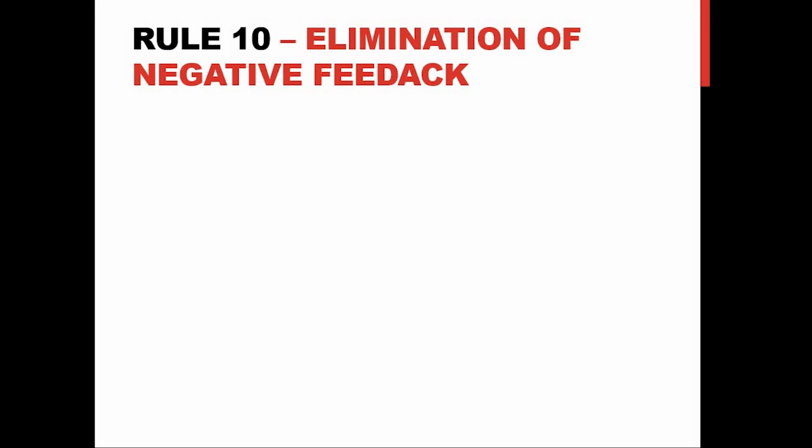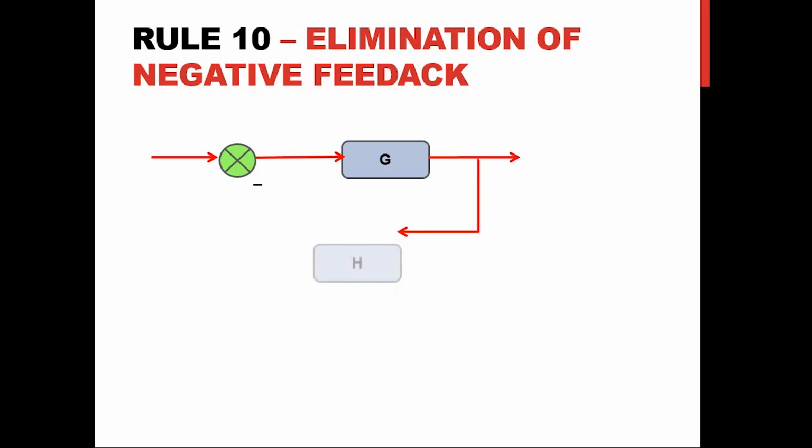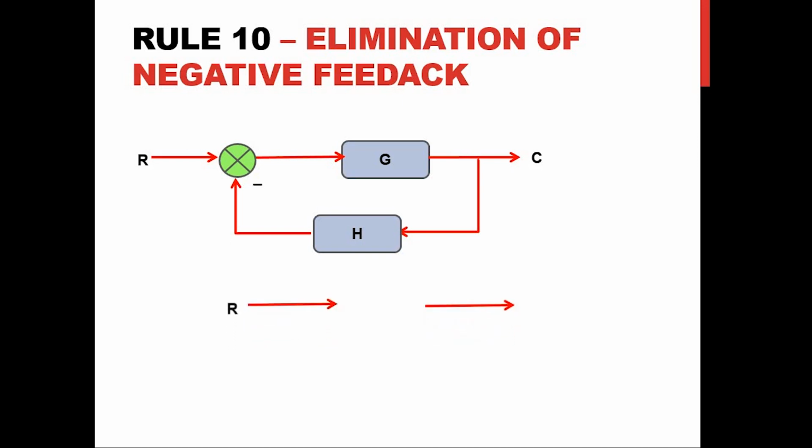Rule number 10, the most important rule, elimination of negative feedback. So here we have blocks. We have a summing point for which we are going to have a negative feedback. Your feedback fraction is H. The input we give is R. The output we get is C. So now we are going to replace these two blocks and the summing point with a single block whose input is R and whose output is C. So the value of the block that we are going to add is G by 1 plus G into H. This is the most important rule that we'll be using.